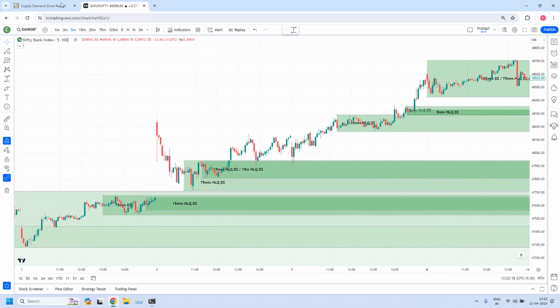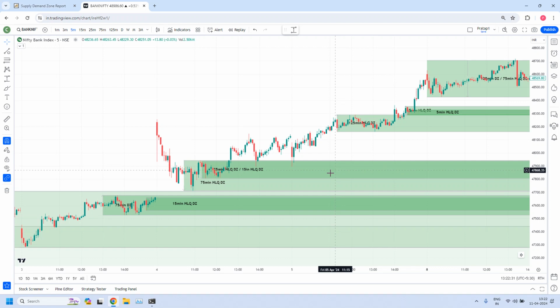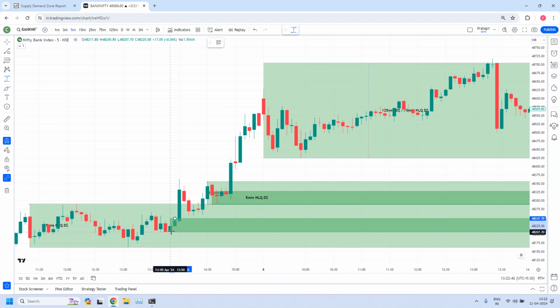Okay, next, what is the next one? The next one is one more high liquidity zone, the 7th one. This is also a fresh zone, not yet tested. When it was created, on 5th again, 1345, 2 base candles. Probably in this zone only. Yeah, 1345, 2 base candles. That is inside the 75-minute zone.